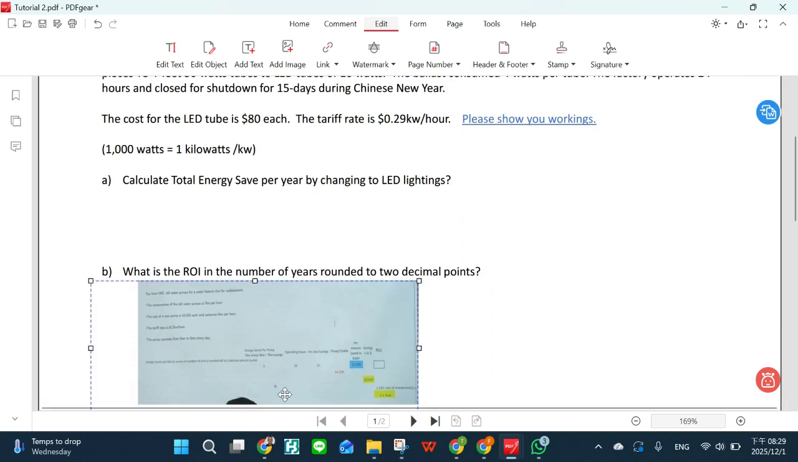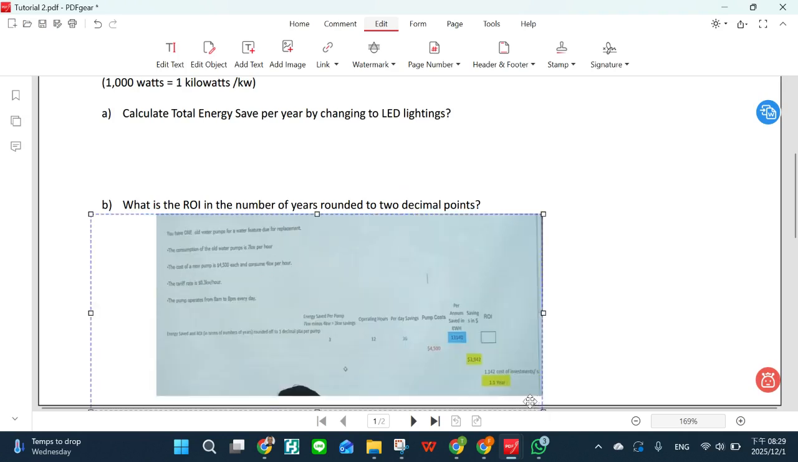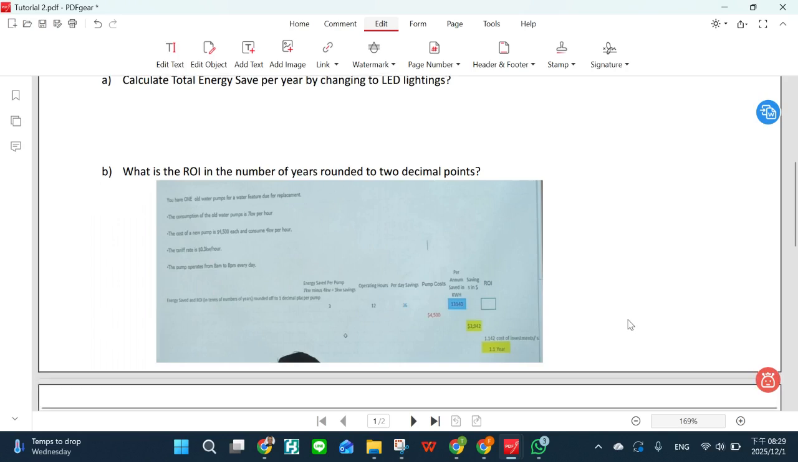So the ROI is cost of investment divided by your saving. Your cost of investment is 4,005 for the new pump. Your saving is 3942. Answer: 1.1, rounded, 1.1 year.